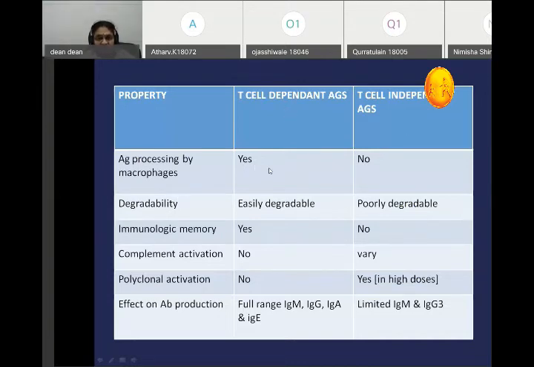Antigen processing is required for T cell dependent antigens. It is not required for T cell independent antigens. T cell dependent antigens are easily degradable. There is immunological memory present. There is no complement activation or polyclonal activation, and all types of immunoglobulin like IgM, IgG, IgA, and IgE are produced by T cell dependent antigens. So we can compare these antigens.